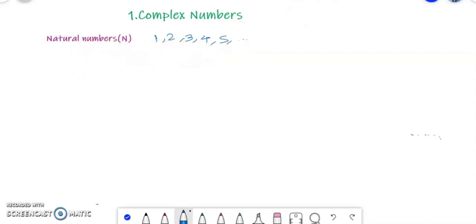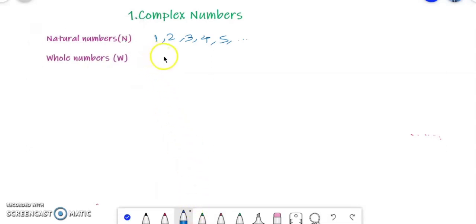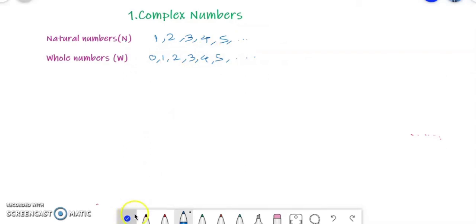Then the second type of numbers which we discussed were whole numbers. Whole numbers means all the natural numbers and one more additional number: 1, 2, 3, 4, 5, etc. These counting numbers or natural numbers are there, and one more extra number, that is 0. This constitutes the whole numbers. So this was the second type of numbers which we studied even in the preliminary part of our studies.